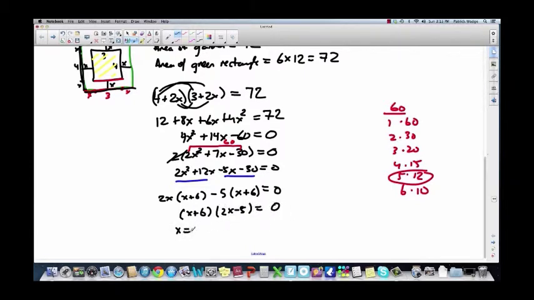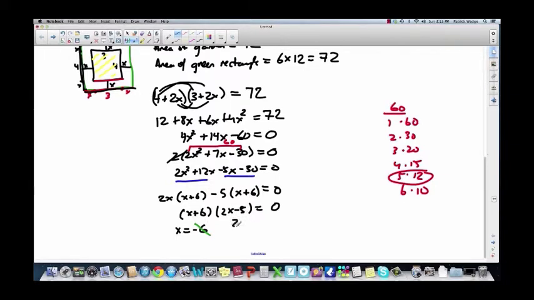So this one, x equals negative 6, and we're going to reject that. Why? Because we're talking about lengths. You can't have a negative length. That makes no sense. So this is not one of the answers. It solves the quadratic equation, but it does not solve the real world example that we're talking about. Okay, that's solved the first factor.